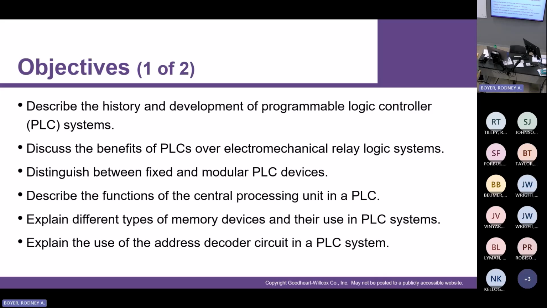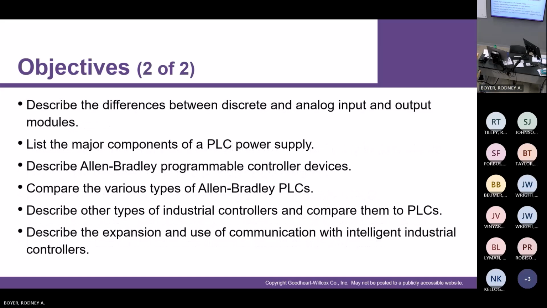Going to discuss the benefits of PLCs over electromechanical relay logic systems. Distinguish between fixed and modular, describe the functions of CPU, explain different types of memory devices, explain the use of address decoder circuit, describe the differences between discrete analog input and output.